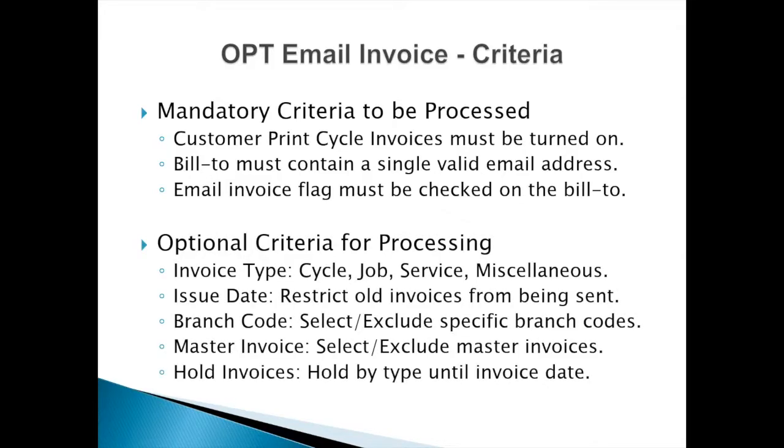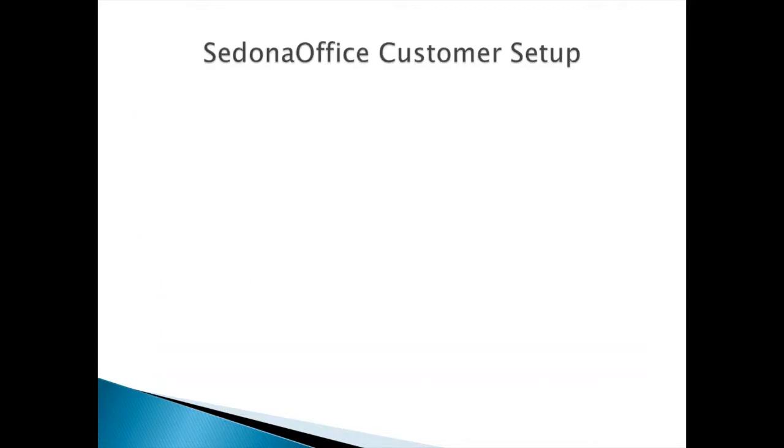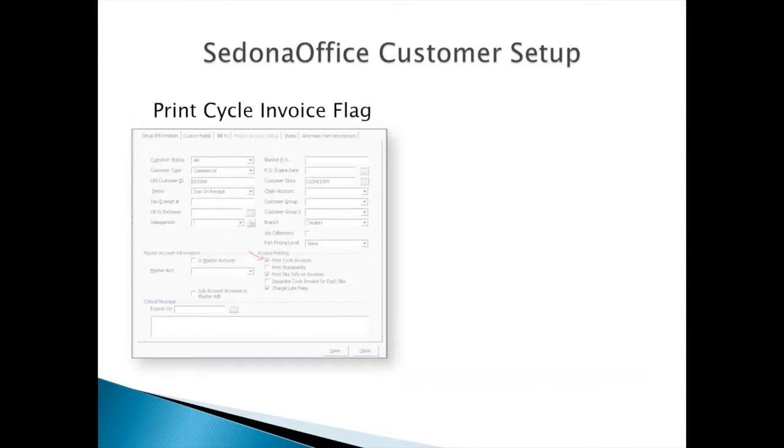We can also set up on our side whether or not we notify on cycle invoices, job invoices, service, or miscellaneous. So if you wanted service to go through the standard print process, but cycle to be emailed, we can support that. We have a ton of options on the routing and the workflow of how the invoices go out. In SedonaOffice, this is the typical setup.